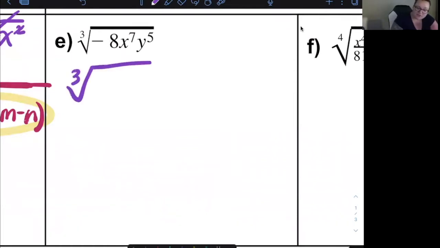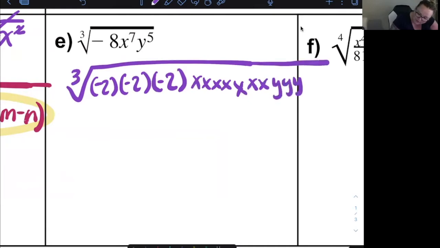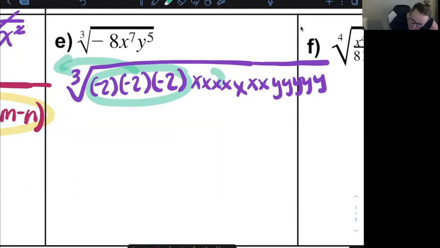All right, so when I break down -8, -8 is the same thing as -2 times -2 times -2. X to the 7th is 7 x's, and then y to the 5th is 5 y's. I'm going to look for groups of 3. I've got a group of 3 -2's. I've got a group of 3 x's, another group of 3 x's, and a group of 3 y's. And it leaves me with 1 x and 2 y's under the radical.